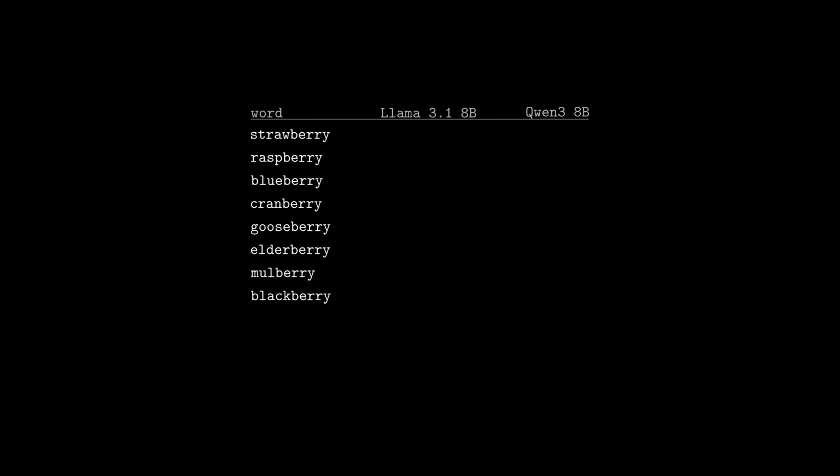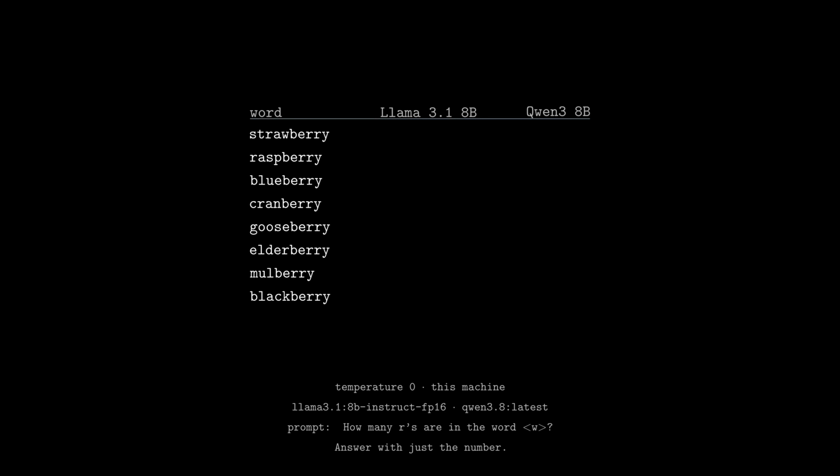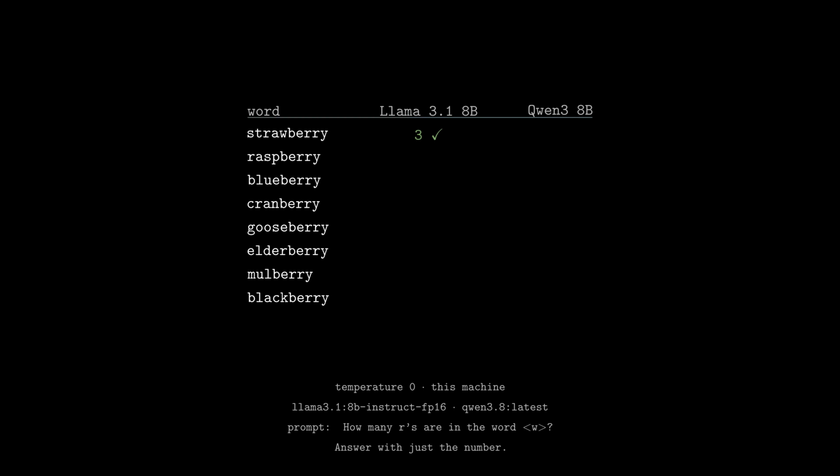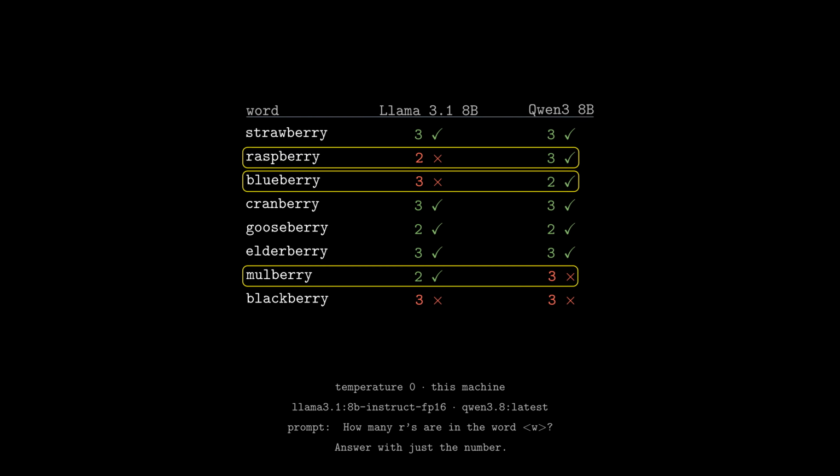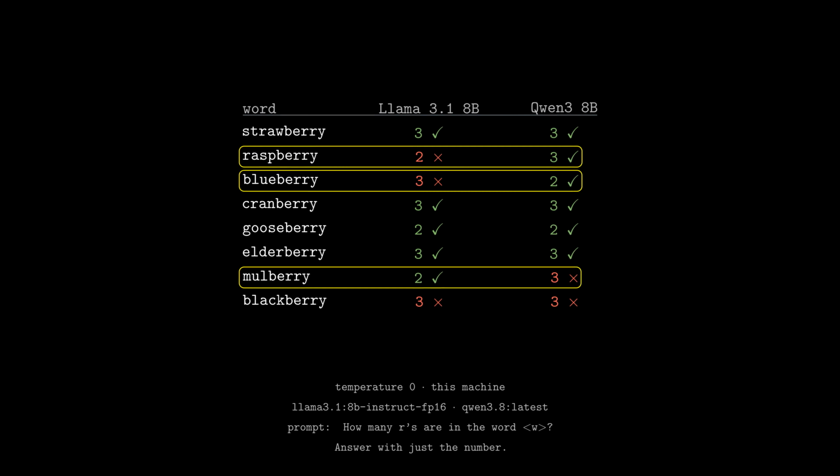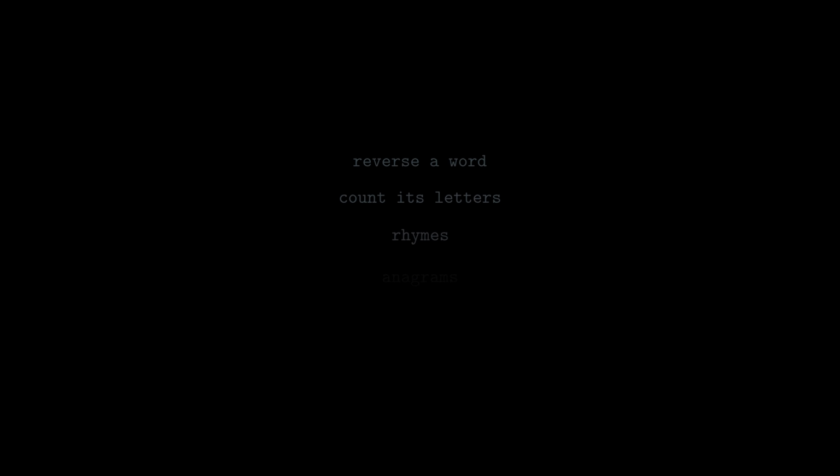Here's the honest table from this machine, temperature 0. Llama 3.1 gets strawberry, cranberry, gooseberry, elderberry, and mulberry right, and raspberry, blueberry, and blackberry wrong. Qwen 3 gets raspberry right, and mulberry and blackberry wrong. Different models, different memorized spellings, same cause. And the same cause sits under every AI can't spell story: reversing a word, counting its letters, rhymes, anagrams, syllables. The model isn't bad at them, it's blind to them.